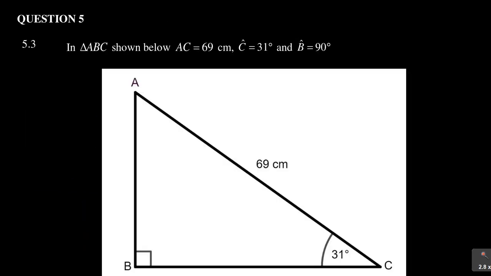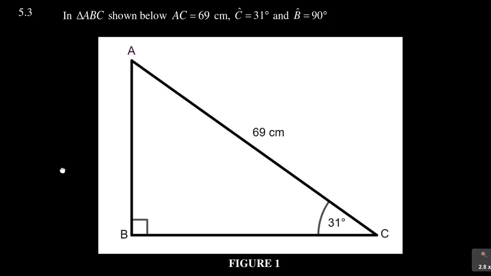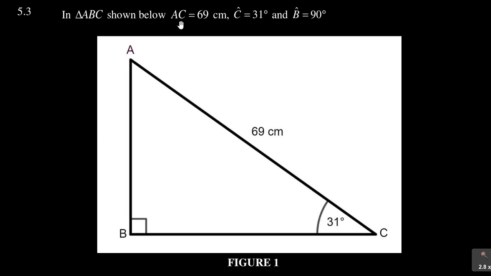Now we're looking at question 5.3. It says in triangle ABC shown below. So let us look at this triangle ABC here. This is the triangle we're given, that's figure 1. AC is equal to 69. You can see that part there is clear. And angle C is 31 degrees. That angle is also clear. Angle B is 90 degrees. You can see with that part it's 90 degrees.